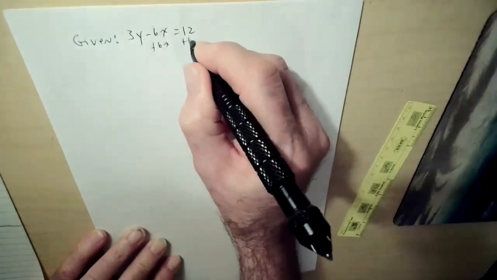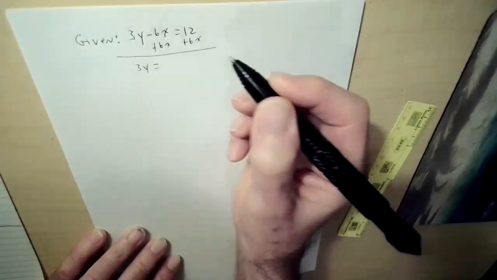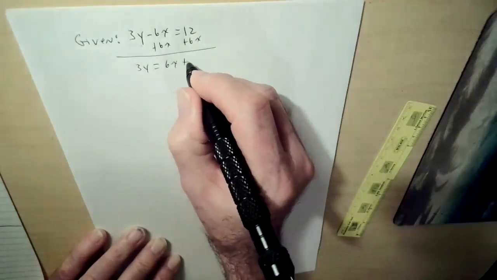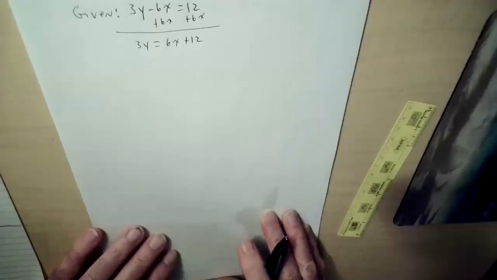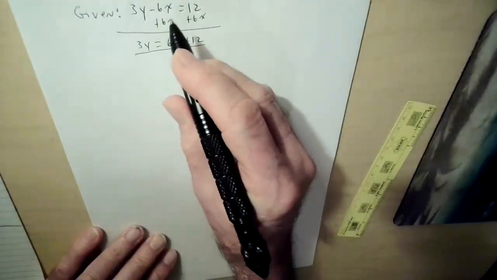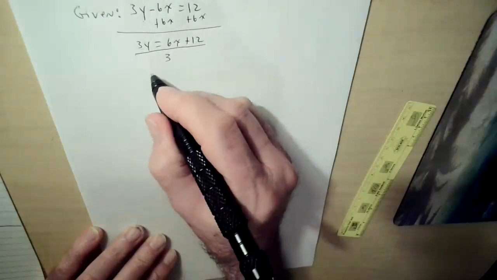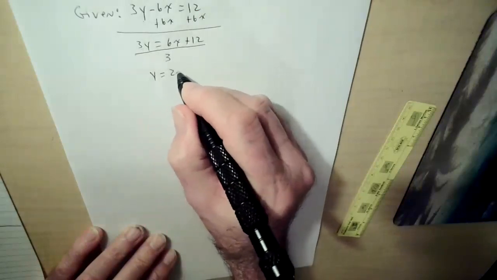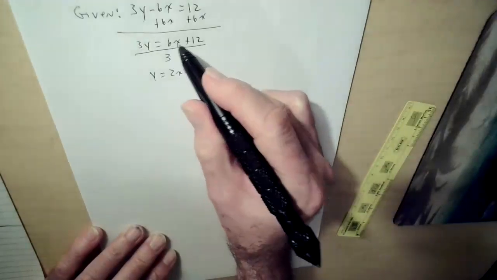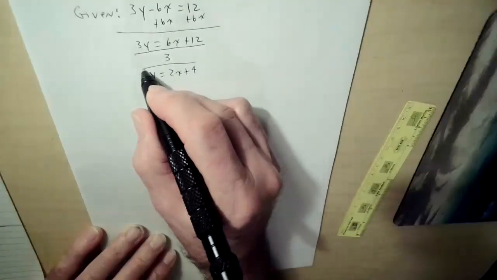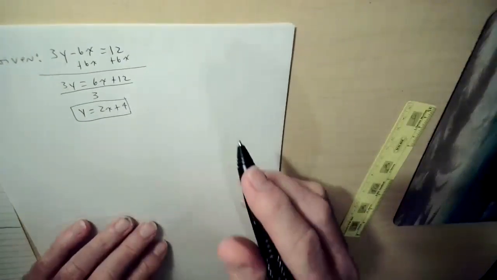We're going to get rid of addition, subtract. We want y over here by itself. Right? We're going to add 6x to each side. And we get 3y equals 6x plus 12. Everybody okay? Okay. Now we're going to divide by 3. We get y equals 2x plus, my arithmetic right there, 4. I think that's right.